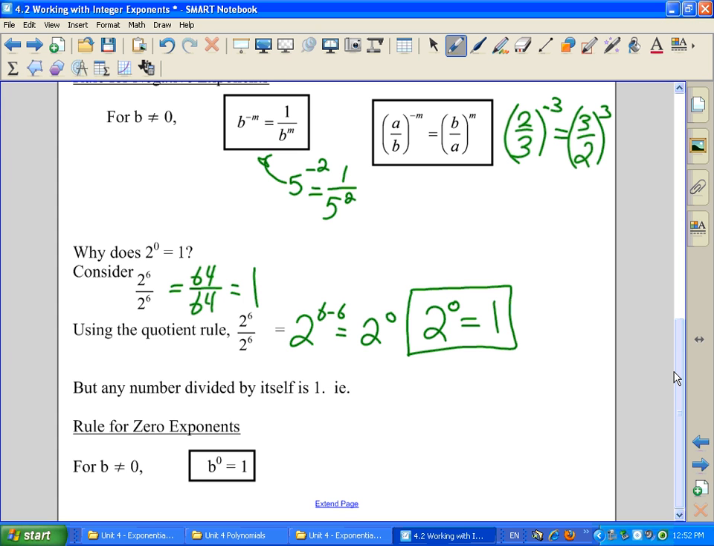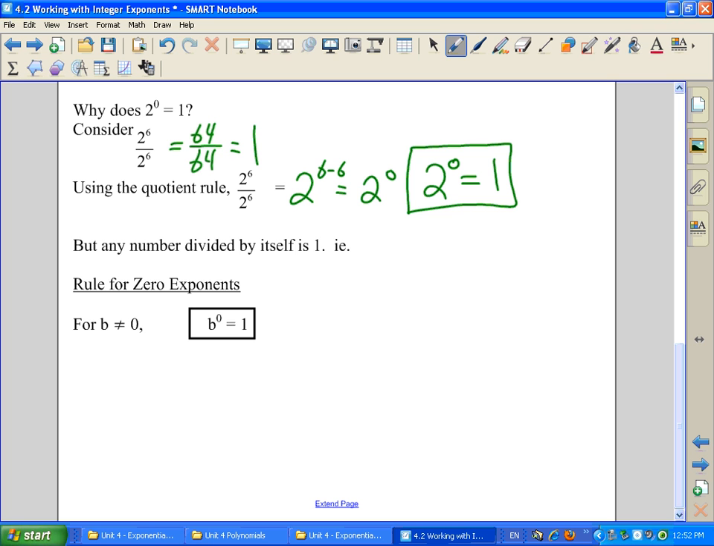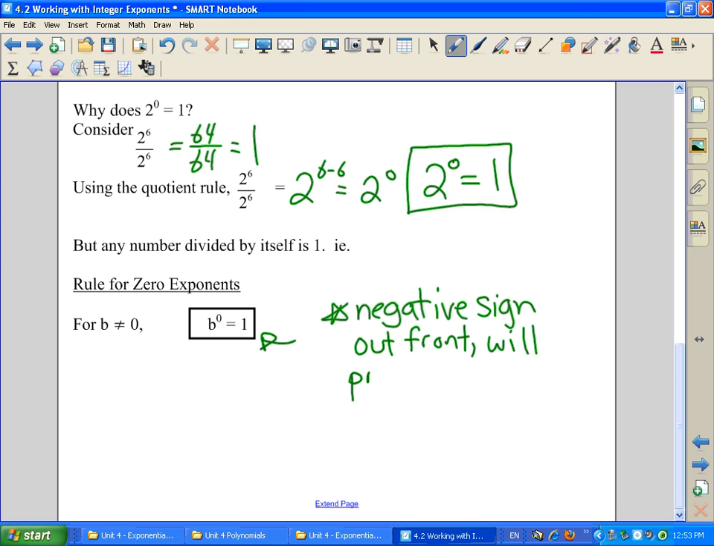Taking a look at the exponent rule, I just reviewed it in the warm-up. Anything raised to the exponent 0 is 1. Be careful if it's a negative sign out front or part of the base. So a negative sign out front will produce a result of -1.